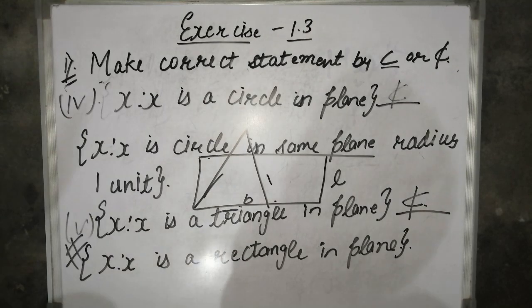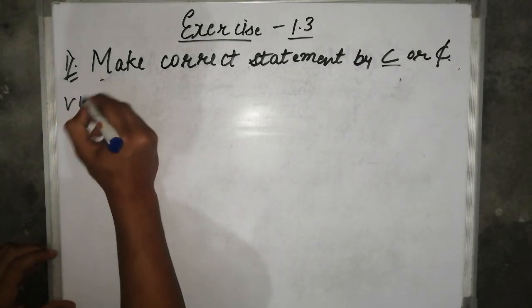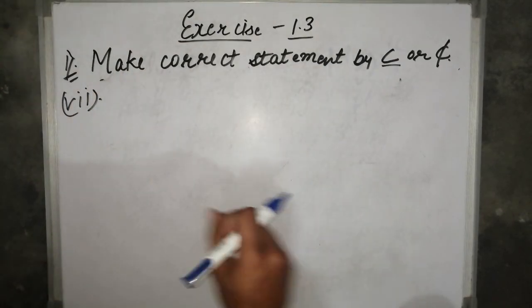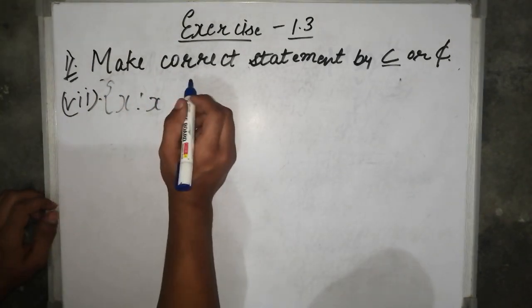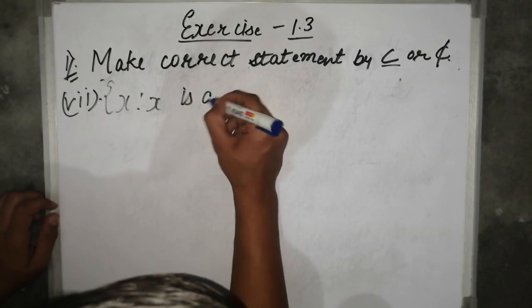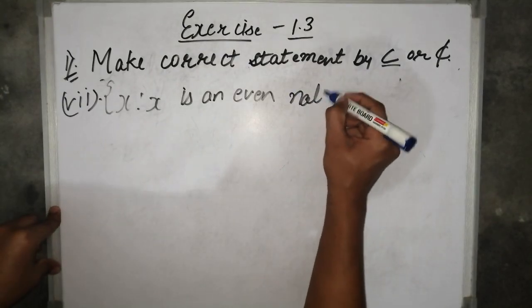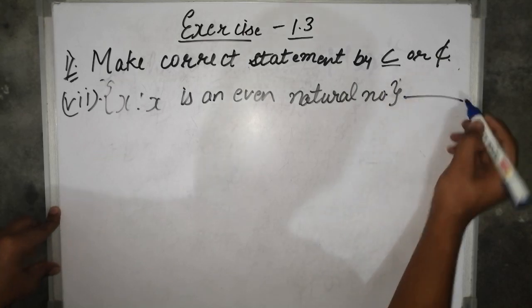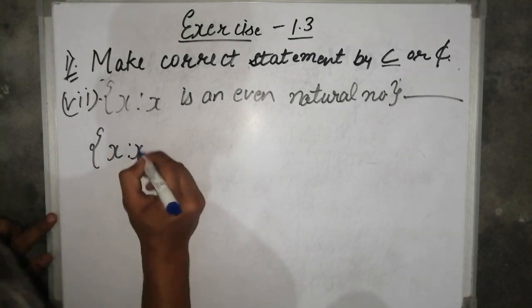Moving to the last part of this question, we have {x : x is an even natural number} and {x : x is an integer}.